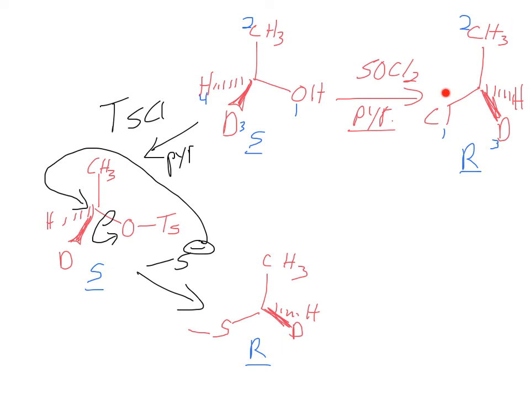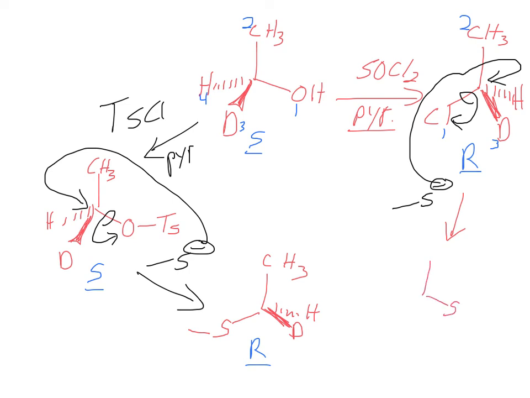So now for this one, if I add in that nucleophile, what's going to happen to the stereochemistry here? It's also going to invert, but it was already inverted once. So when I have that sulfur attack, I've essentially done a double inversion. Now this is back to S.